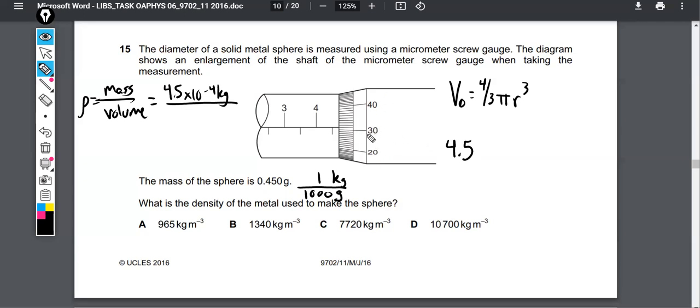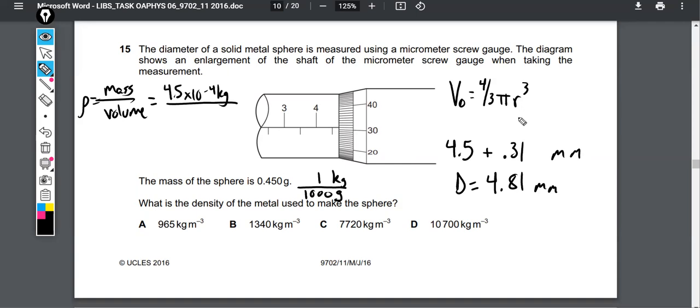And so it's a very precise instrument. If you look, this line right here corresponds to 31. So it's saying we've got 4.5 plus 0.31. We're that much closer to 5. So the actual reading here, in millimeters, is going to be 4.81 millimeters. That's how accurately we can measure the diameter of this sphere, to the hundredths of a millimeter. And so that's the diameter.